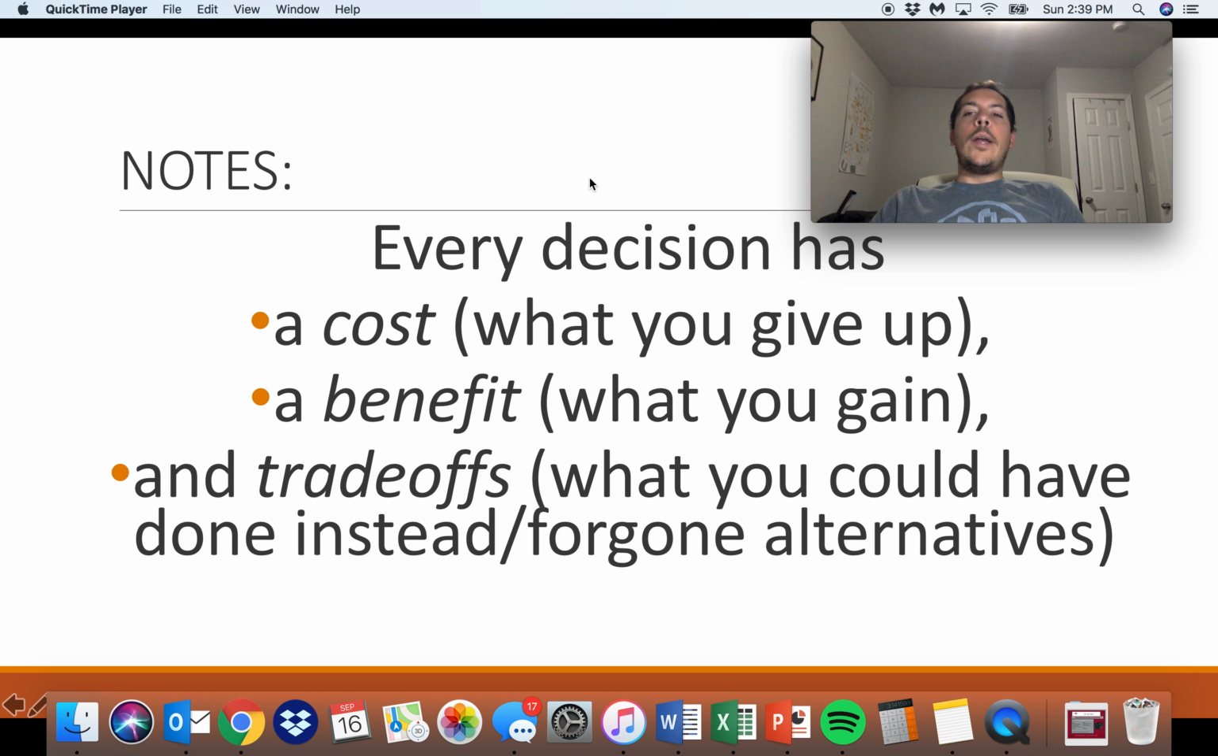Okay? We can also call them foregone alternatives because they're alternatives. They're things you could have done. But because you're choosing to do this, you can no longer do them. That means they're foregone. You can't do them. That's what foregone means. It means something that you gave up. It was an alternative that you gave up because you decided to do something else. So every decision has a cost, a benefit. Every decision has limitless trade-offs.